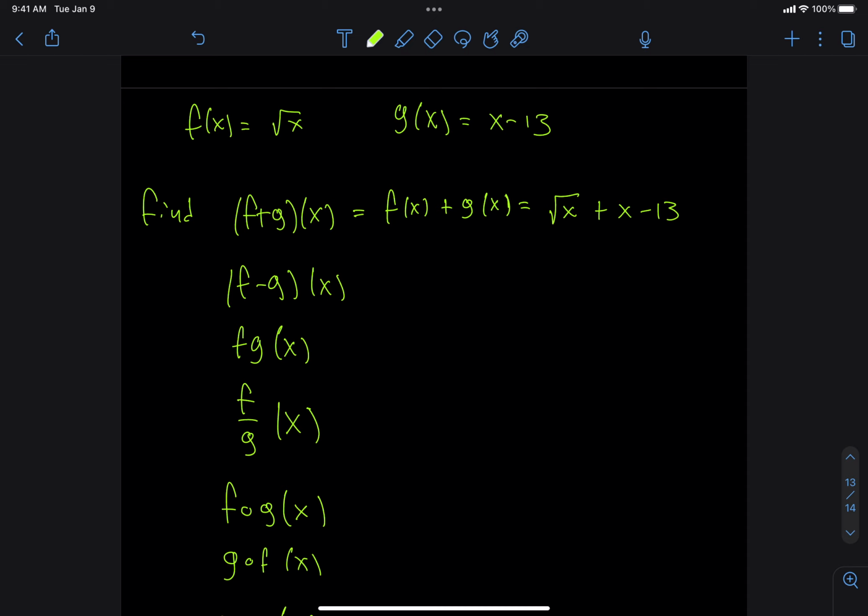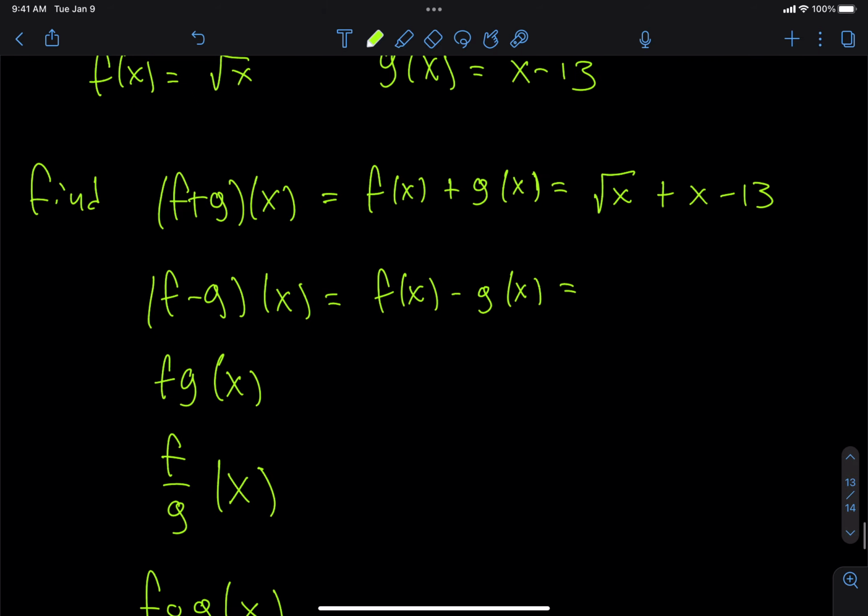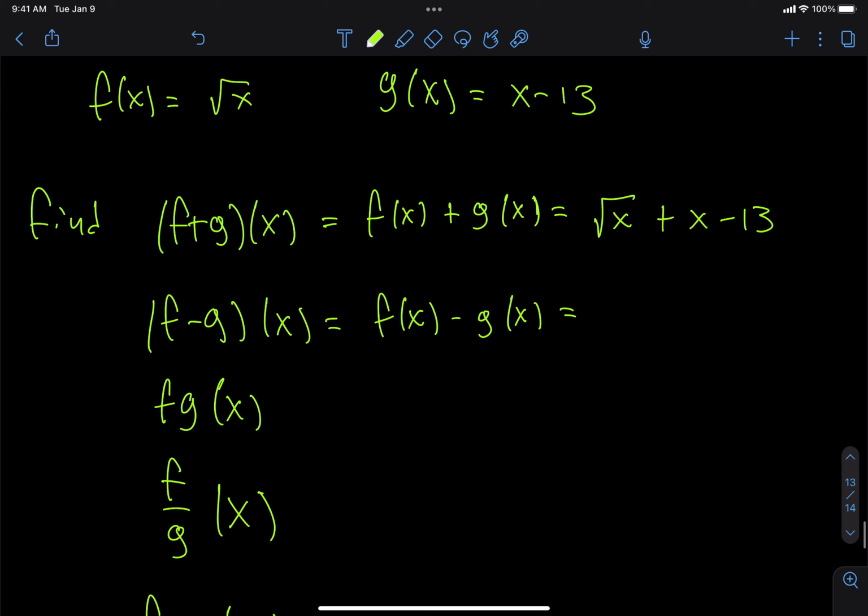Now let's do another one. Let's do f minus g. Well, as you know, subtraction is nothing but fancy addition. So we're going to rewrite this as f of x minus g of x. I'm thinking I should subtract these two functions. So if I did that, I would get square root x, and then not plus x minus 13, but minus, and then x minus 13, right?